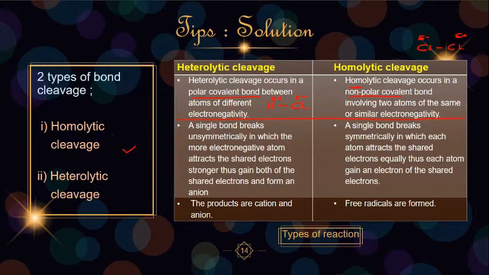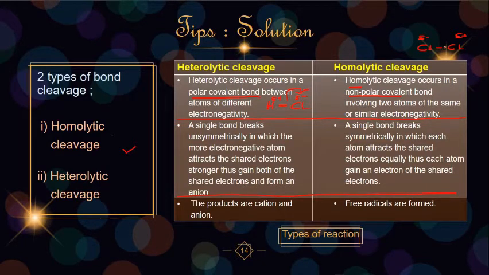If you need to discuss in detail, for heterolytic, a single bond breaks unsymmetrically, where the more electronegative atom will attract the shared electrons stronger and gain both of the shared electrons. This means 2 electrons will be given to chlorine, which is the more electronegative, forming an ion. And how about homolytic cleavage?